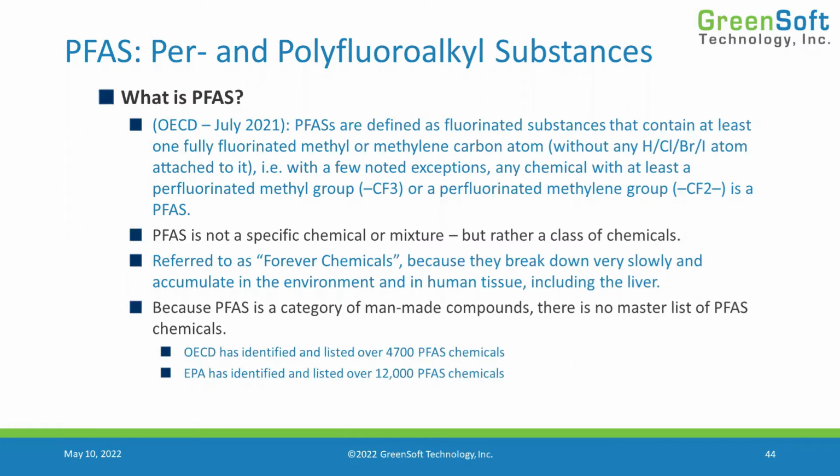Now, so where can I find a list of PFAS? Well, it's not so simple because, as I said, a PFAS is just a category. I could sit down in a chemistry class and create a new PFAS today. So there is no master list of PFAS chemicals that you can reference. OECD has generated a list that's listed over 4,700 PFAS chemicals. EPA has over 12,000 on their master PFAS list. So which substances are you going to screen for? It's a good question. And that's what the industry is still trying to solve.